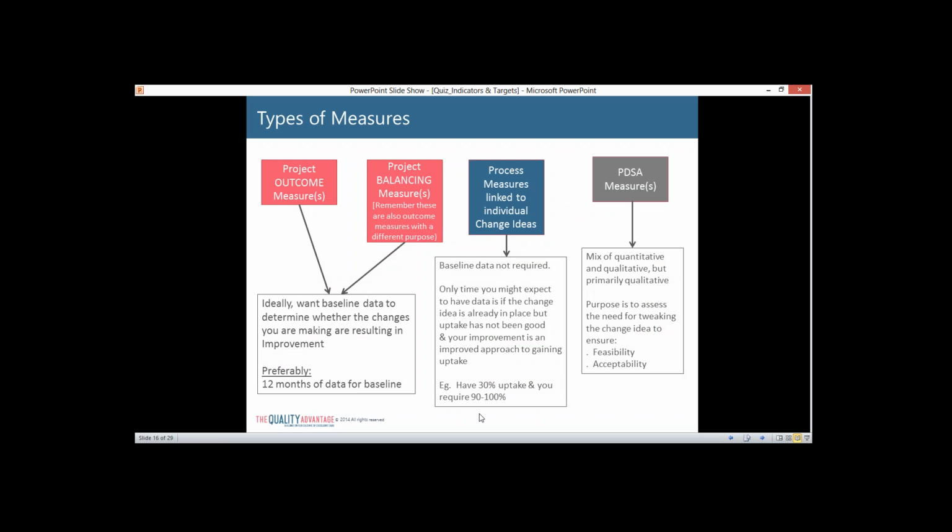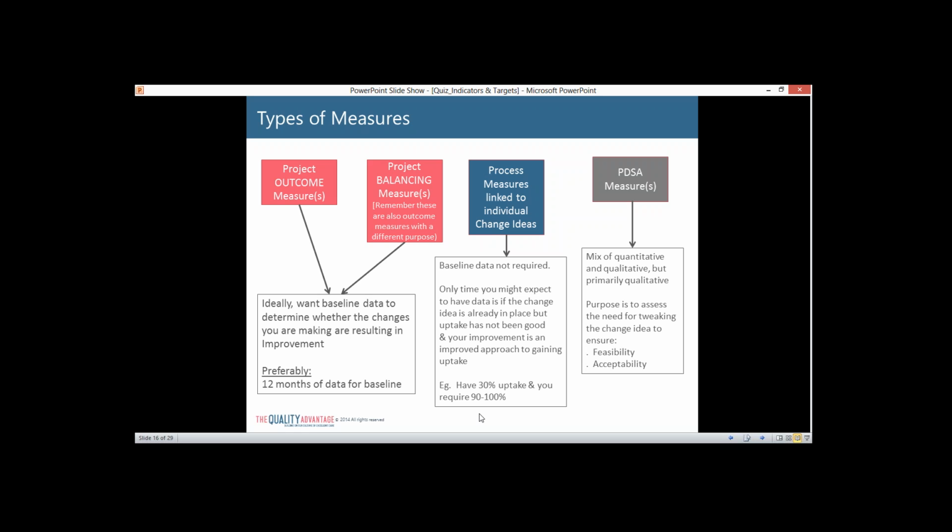So let's review these three and then one additional type of measure and talk about what type of data collection is required of each. So for an outcome measure, ideally, we want baseline data so that we can then determine, once we put some changes into place, whether or not the changes are indeed resulting in improvement. We won't really know if we've had an impact unless we have that baseline from before the intervention took place. And generally speaking, the rule of thumb is wanting at least 12 months of data for baseline. That doesn't mean that if we've got 6 months, we shouldn't use it, but ideally we want at least 12 months.